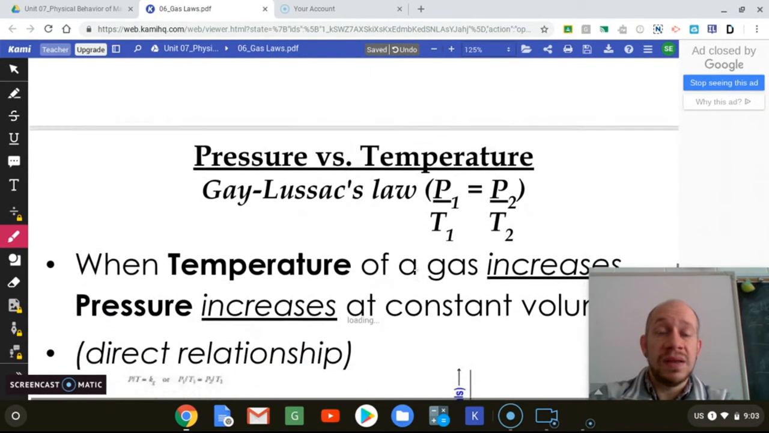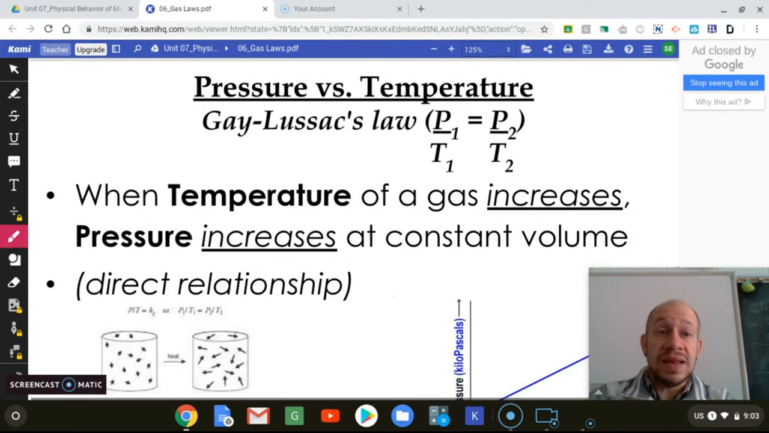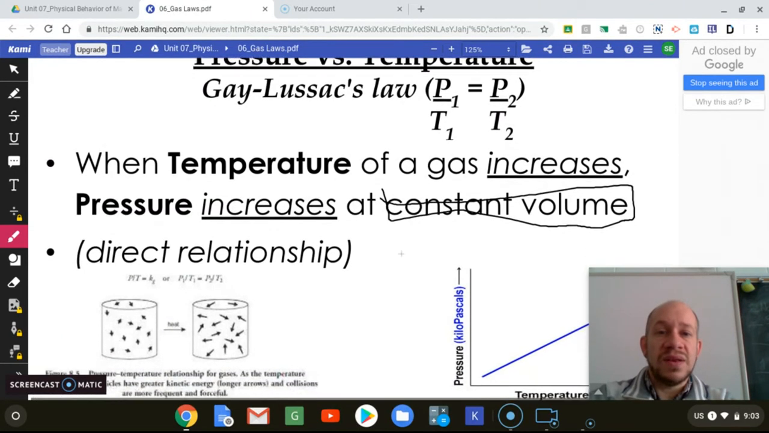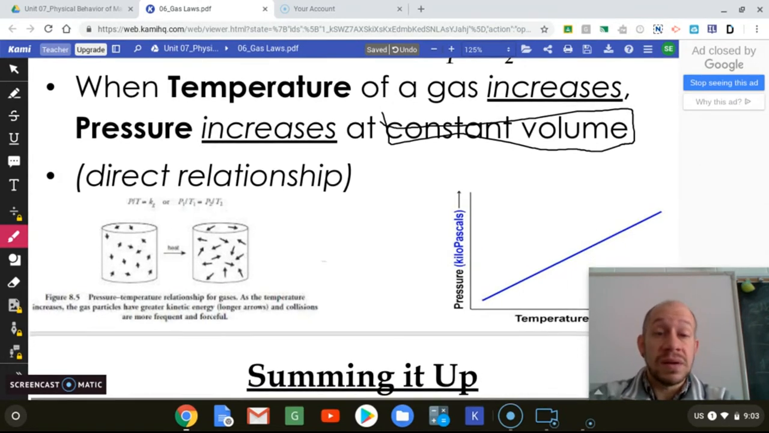Okay, and the final gas law is Gay-Lussac's law. And he said that when temperature of a gas increases, pressure increases when I'm at a constant volume. So this is also a direct relationship. So if I increase the temperature, my pressure is going to go up because as those particles start moving faster, they're going to hit the sides of the container more frequently and heavier.